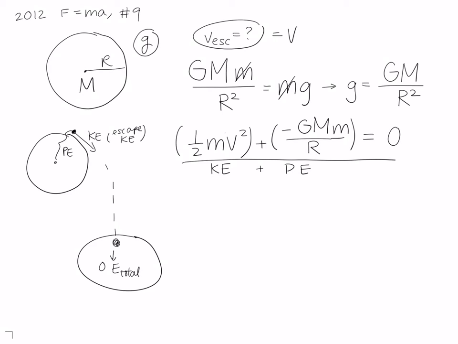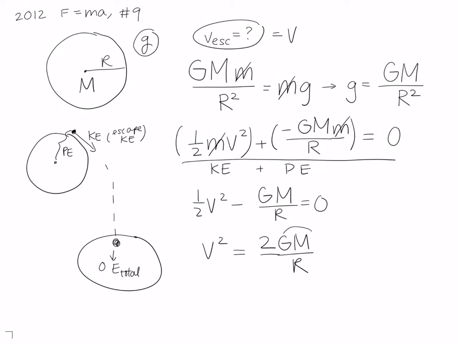So we have this expression, and now we want to solve for v squared. We divide by small m on both sides to get 1/2 v squared minus G large M over r equals 0. Then v squared is equal to 2 G M over r, adding GM over r on both sides and multiplying by 2. Now, we don't know what GM over r is, but we do know what g is, namely that g is GM over r squared.